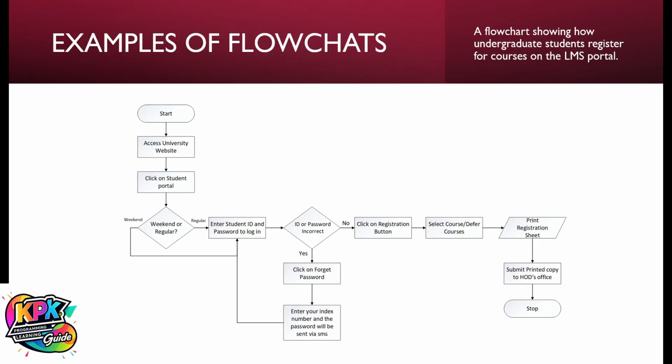This first example is a flowchart that shows how an undergraduate student registers for courses in their learning management system portal. Okay. So we said earlier, this is the terminal, used to represent the start or the end. So here we have a start. So you start, then comes here. The student is supposed to access the university's website. So this is a process. Moves to this. The student clicks on the student portal on the website. It's also a process. Now you come here. This is what we call the decision.